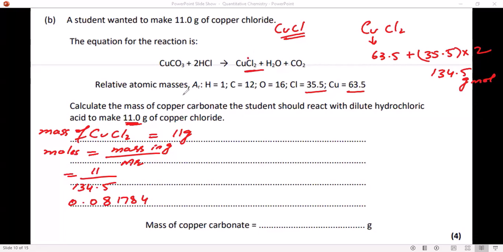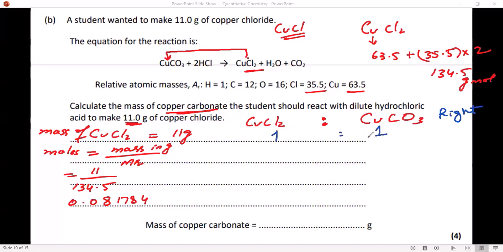Now you need to find the mass of copper carbonate. So just compare copper chloride with copper carbonate. Interesting. Whatever they have given you, put at the left of the paper, but what you need to find, put at the right of the paper. This trick will help you make things easy. I'm going to mention copper carbonate at the right side of the paper. According to the balanced chemical equation, this is 1 to 1. But I have copper chloride 0.081784, so obviously this should be 0.081784 copper carbonate. So this is the moles of copper carbonate.